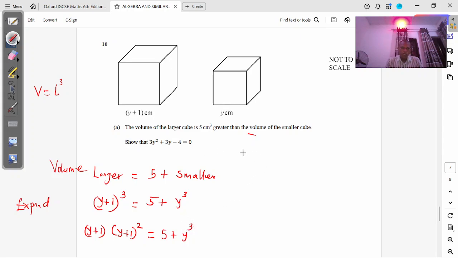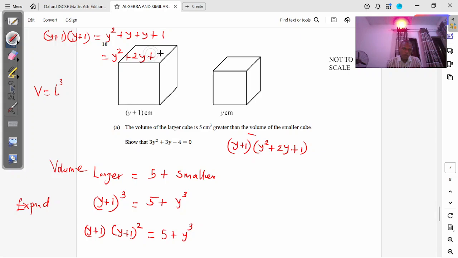So now if I expand y plus 1 squared, I'm going to get y plus 1 into y squared plus 2y plus 1. Now how did I expand that? y plus 1 all squared means y plus 1 into y plus 1, right? So y times y is y squared, y times 1 is y, 1 times y is y, then 1 times 1 is 1. So you are going to get y squared plus 2y plus 1.